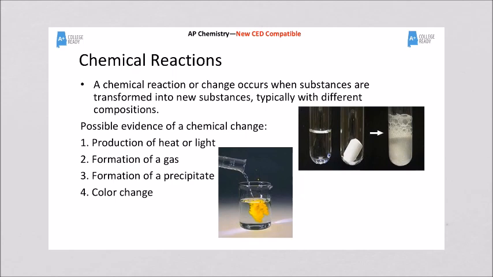You could be asked, from a reaction or some information, what is evidence that there was a chemical change taking place? So here are the four major areas: production of heat or light, formation of a gas, formation of a precipitate, and then a color change.